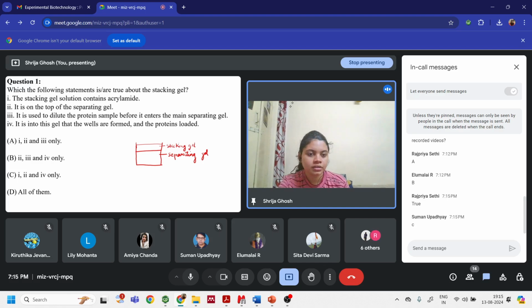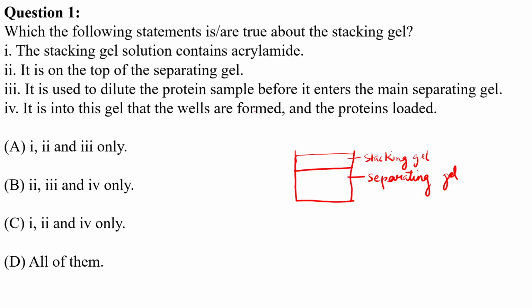Okay. Rajpriya says it's a true statement. Suman is answering option C as the right answer. Okay. So, it is used to dilute the protein samples before it enters the main separating gel. This is actually a false statement.